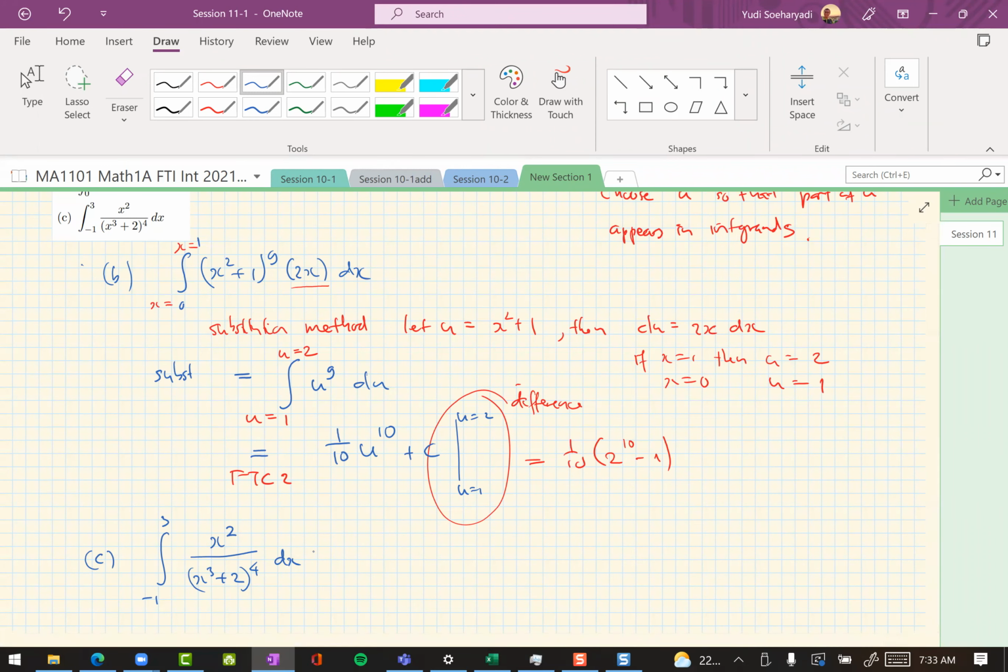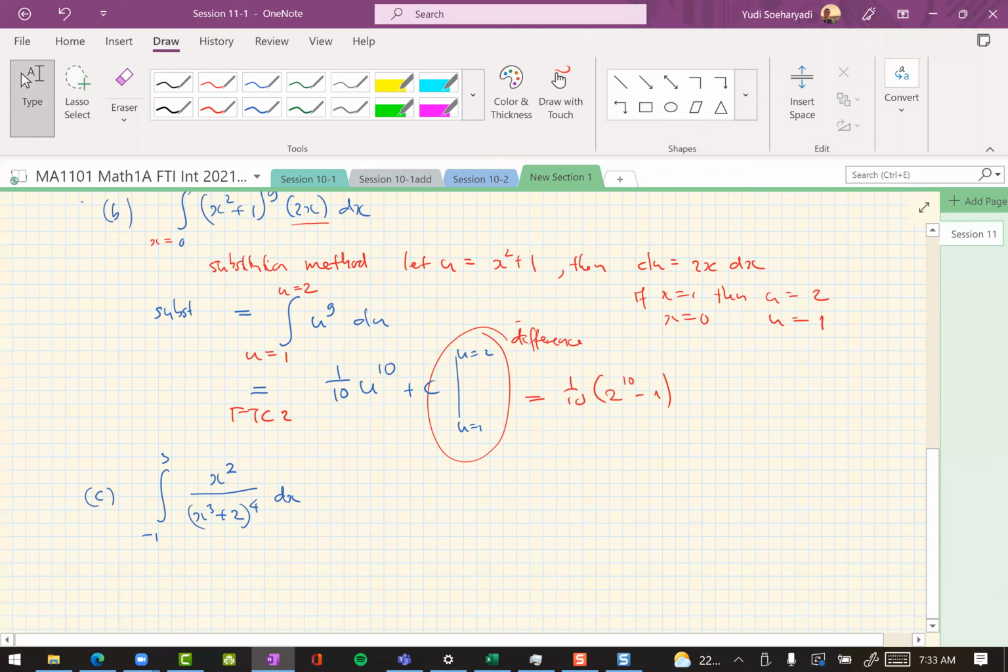Okay, the thing is, it seems like we have two choices for u: x squared, or x cubed, or x cubed plus 2. All right, if you choose the x squared, let me write this down. Then we have du equals x. But this doesn't work, because what we have is this one, so it seems disconnected from what we have here.